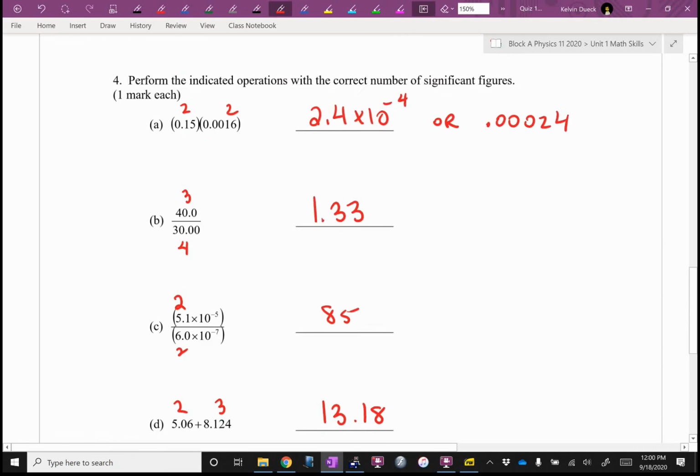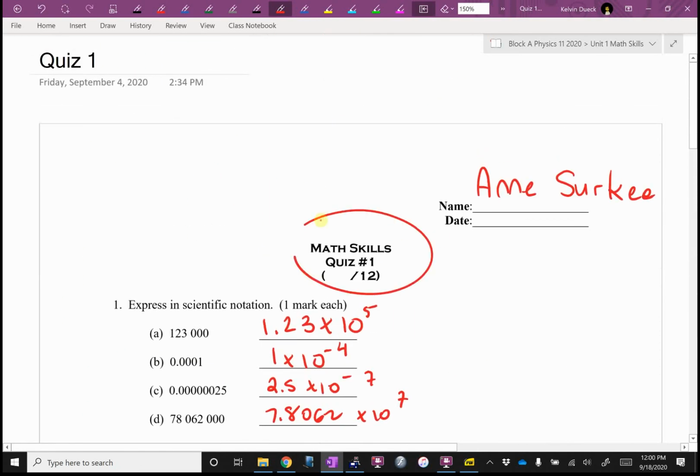Can you give yourself a lovely score at the top? If you need, out of 12, if you need to lawyer with me, now is the time.